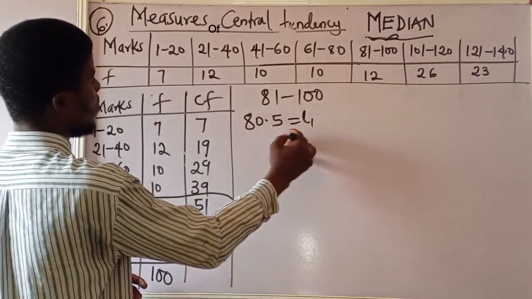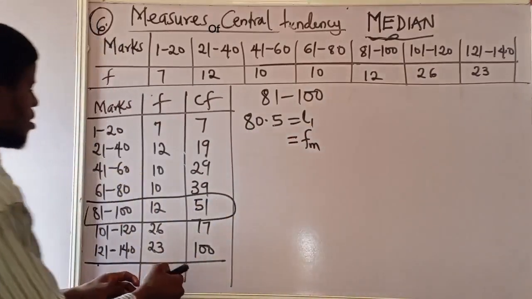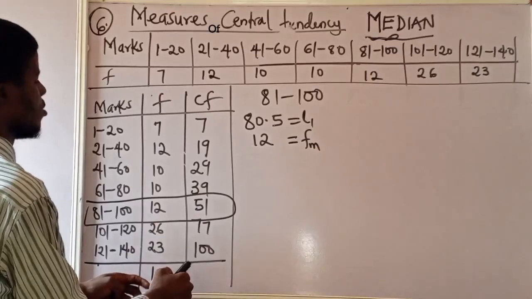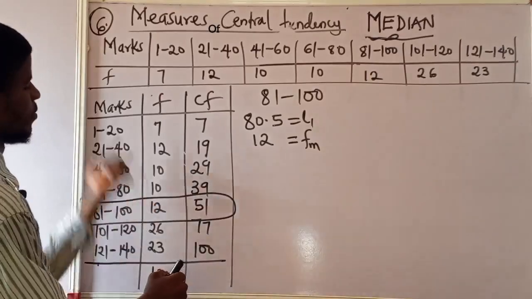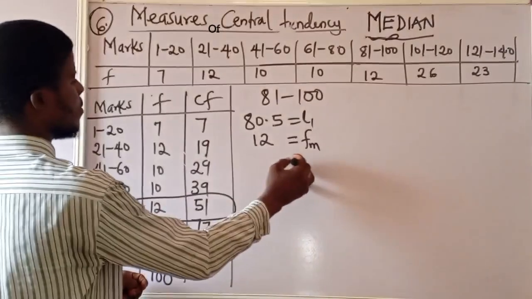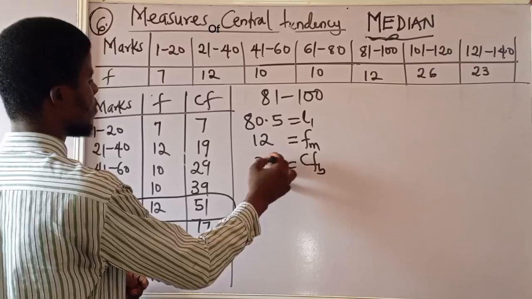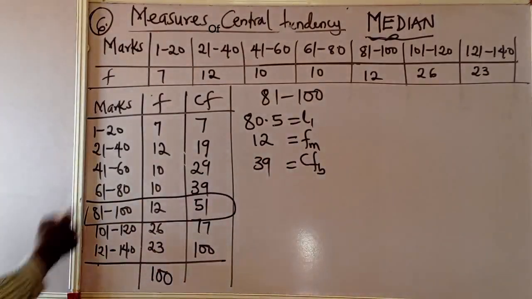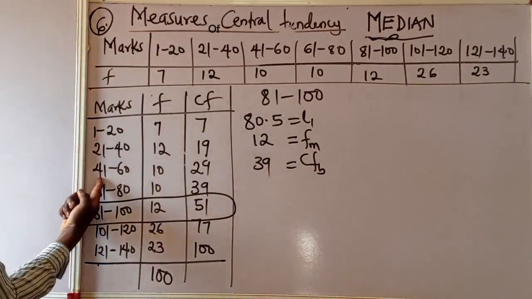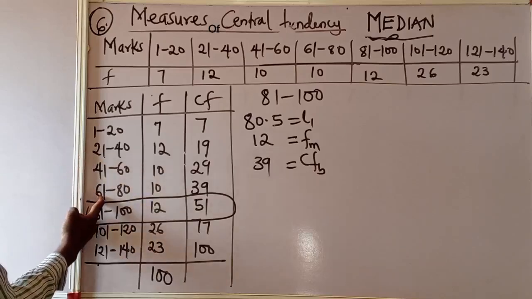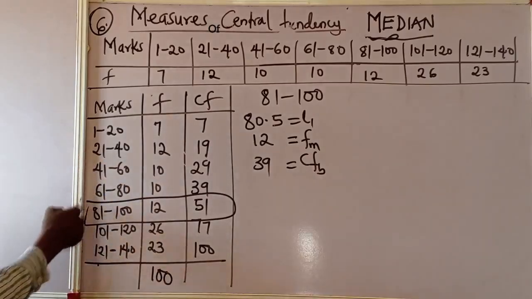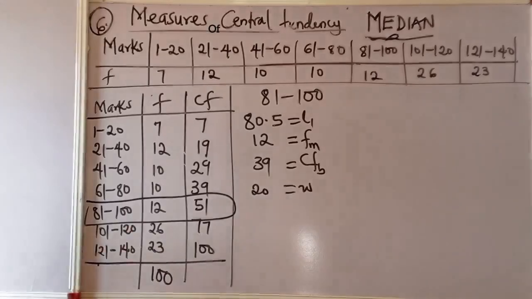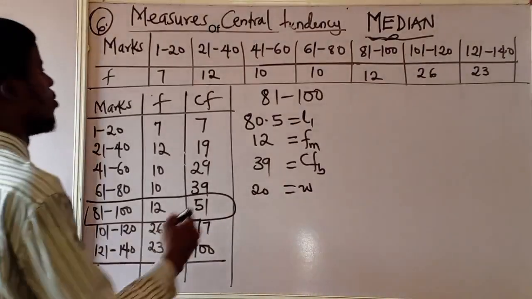What is the frequency of the median class? That's 12. What is the cumulative frequency of the class before the median class? That's 39. That's CFB, 39. What is the class size? The class size is 20. 21 minus 1 is 20. 41 minus 21 is 20. 61 minus 41 is still 20. Their difference is 20. So the class size is 20. What else? The total frequency is 100.